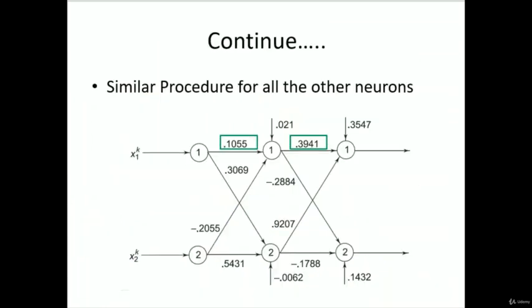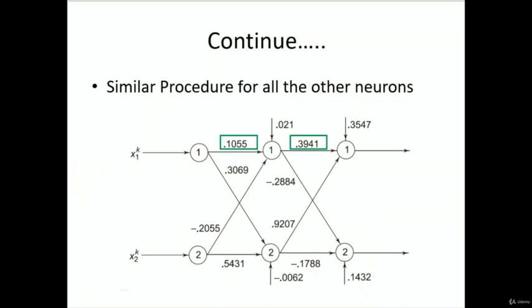A similar procedure will happen for all other neurons. Right now in this lecture, we updated the weights for this neuron and this neuron, the output neuron and the hidden neuron. So we updated these two weights. Now the same exact thing happens to the other weights. After you do the same procedure for all weights, you're going to get these values right here. These are the updated weights.